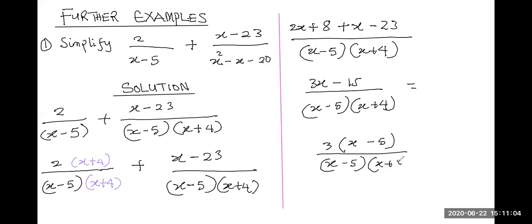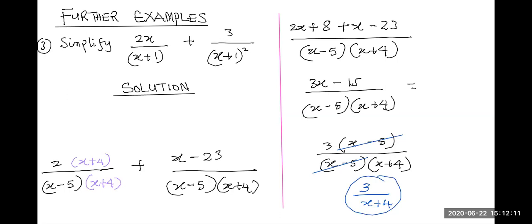Okay, now we see that our denominator and our numerator have similar linear factors. So the next thing is to cancel out the similar expression. So x minus 5, we cancel x minus 5. And of course, we end up having 3 all over x plus 4 as our final answer.